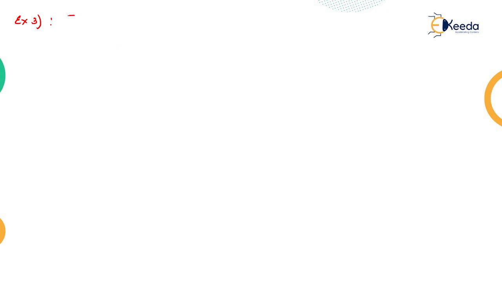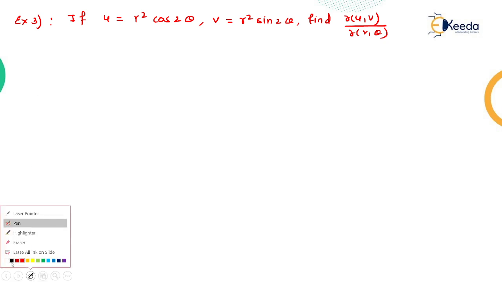If u is equal to r square cos 2 theta and v is equal to r square sin 2 theta, find ∂(u,v)/∂(r,θ). Means you have to just find out the Jacobian of u, v with respect to r, theta. So how to solve this? Let me start the solution.